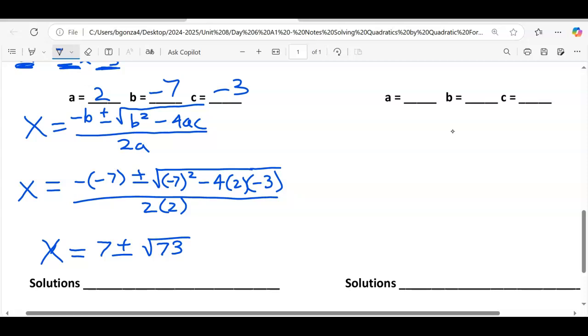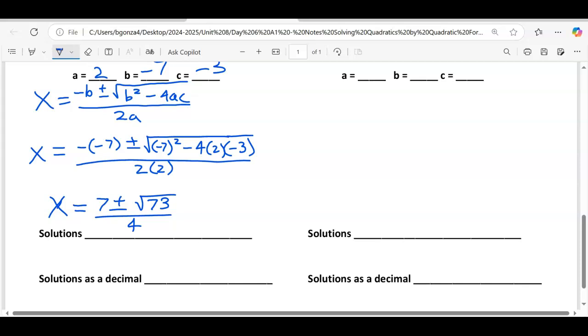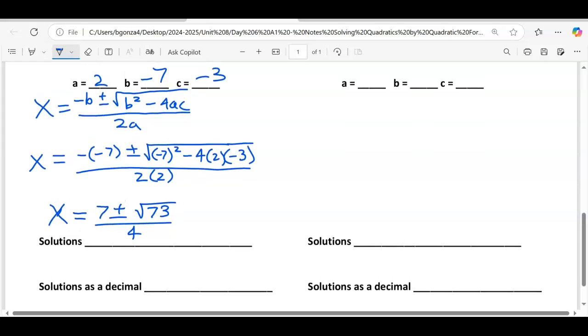Make it easier, okay? Divided by, and what's 2 times 2 on the bottom? 4. It is possible on the STAR test you will have answers like that. Okay. Here's another strategy. You could just type that in, get the decimal, see which decimal answer you get. That's it. Okay. But here's something weird.